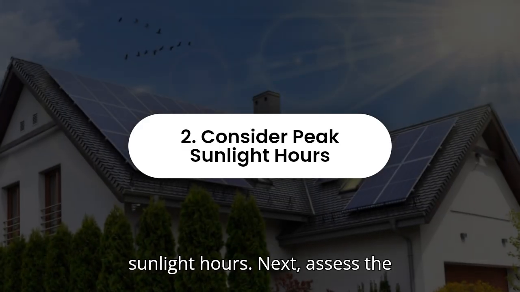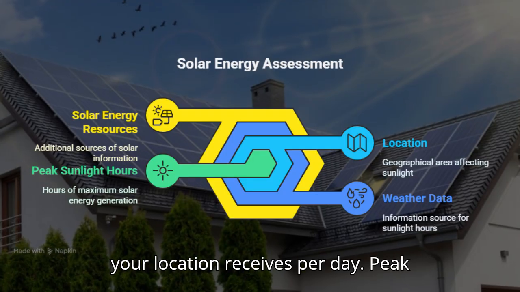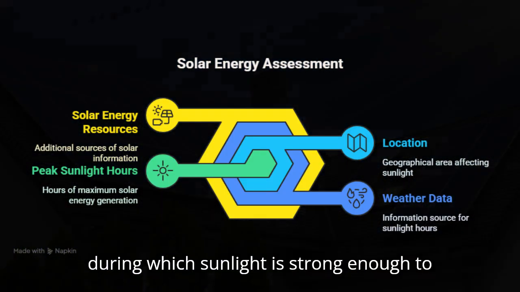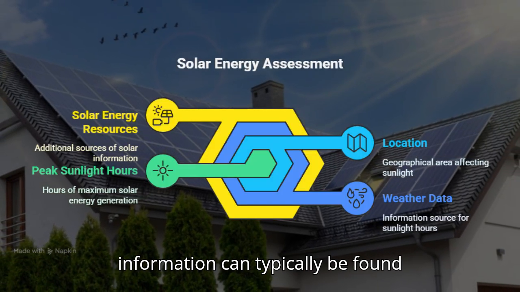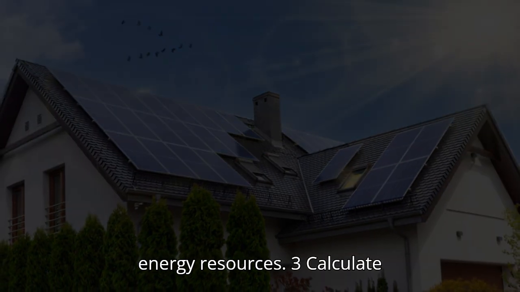2. Consider peak sunlight hours. Next, assess the average number of peak sunlight hours your location receives per day. Peak sunlight hours are defined as the hours during which sunlight is strong enough to generate maximum solar energy. This information can typically be found through local weather data or solar energy resources.